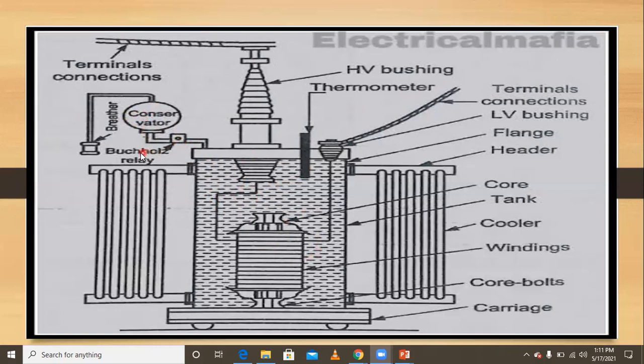And also this is called the Buchholz relay. The Buchholz relay is used to protect the transformer. If any fault occurs inside the transformer, that fault can be detected by using this relay, the Buchholz relay.